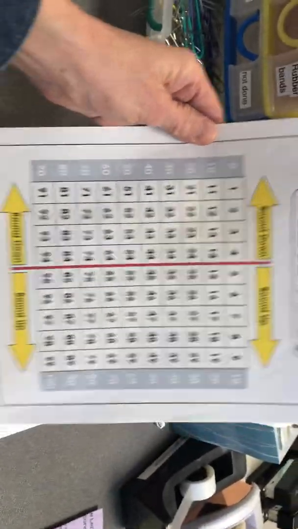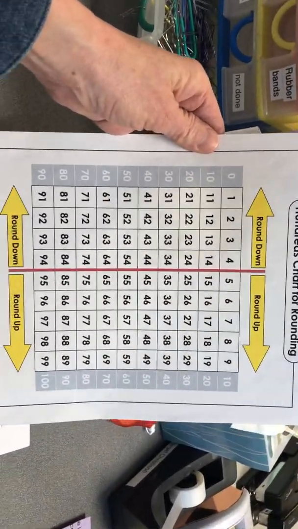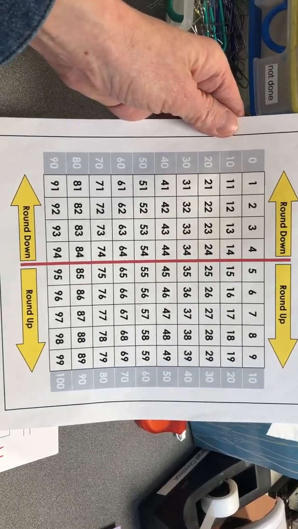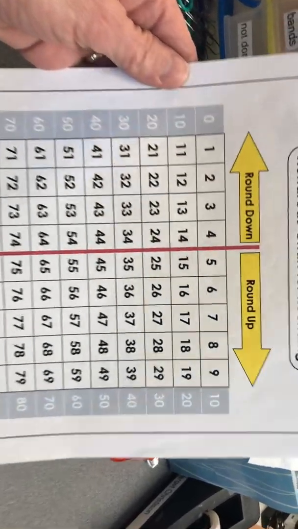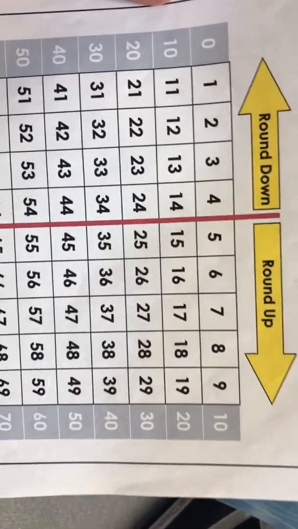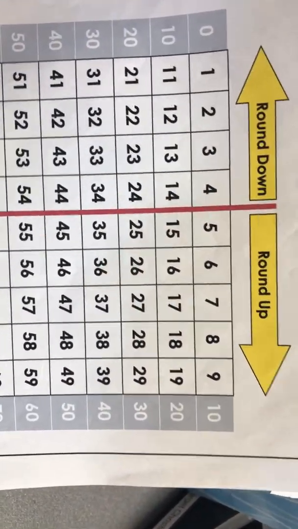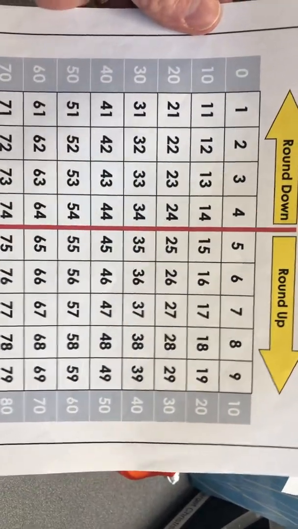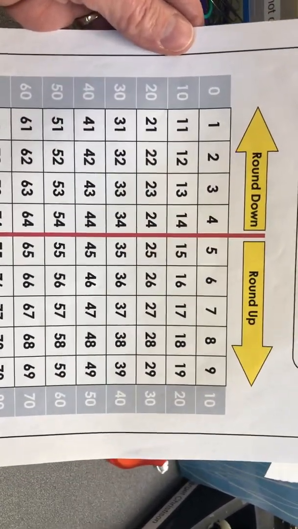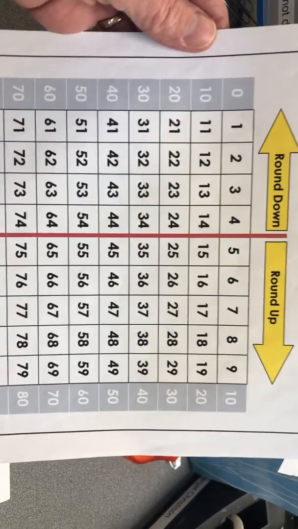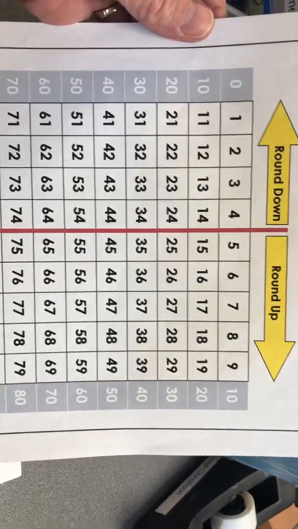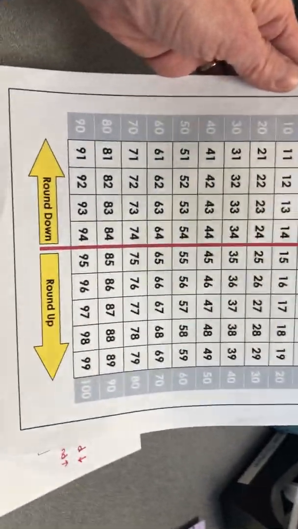Second grade families, this is a really great tool, and it's a hundreds chart for rounding. So if the number ends in 4, 3, 2, or 1, we round down. And if the number ends in 5, 6, 7, 8, or 9, we round up. The kids have seen this before. I think maybe they even brought a copy home. So I am scanning that, and that will be sent by email. That's a really, really good tool.